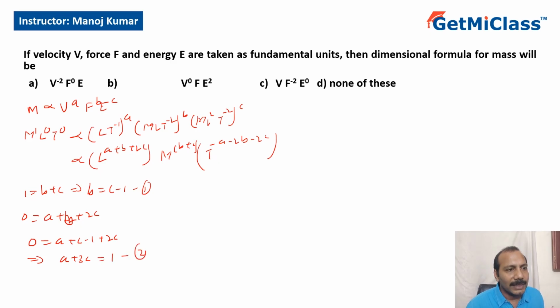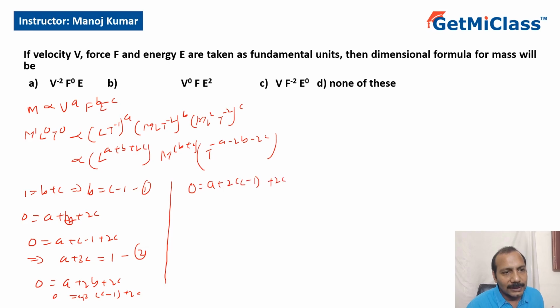And comparing powers of T, 0 equals, because it's 0, I can convert all the negative signs to positive signs, a plus 2b plus 2c. Instead of b, I'll write c minus 1. So I'll get a plus 2 into c minus 1 plus 2c. That gives me 0 equals a plus 4c minus 2, or a plus 4c equals 2.